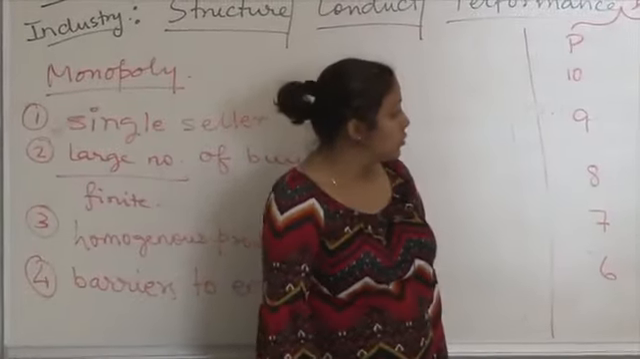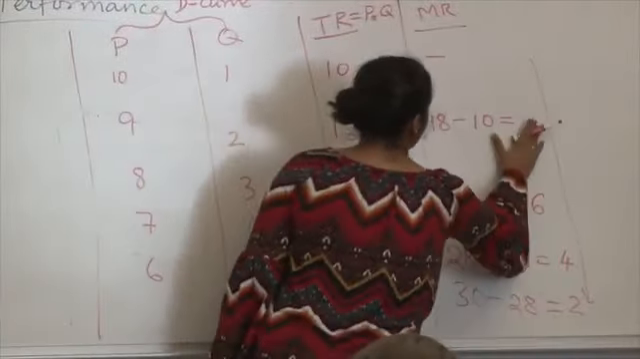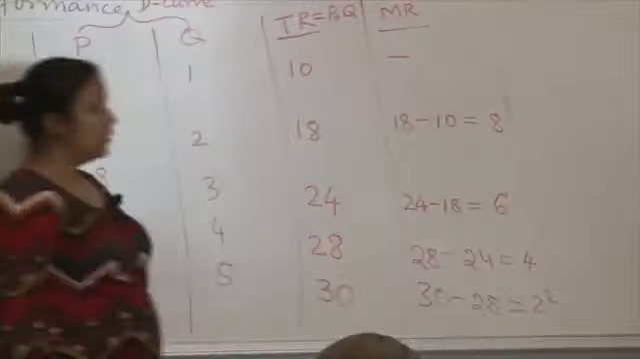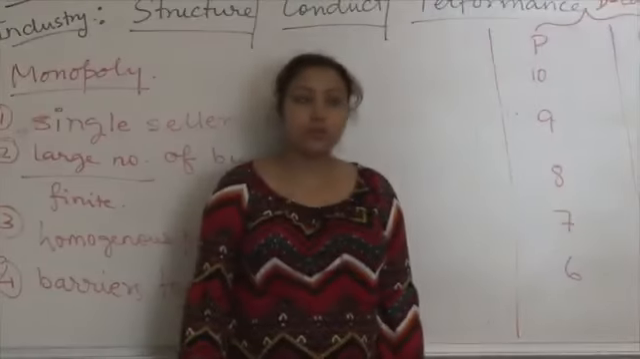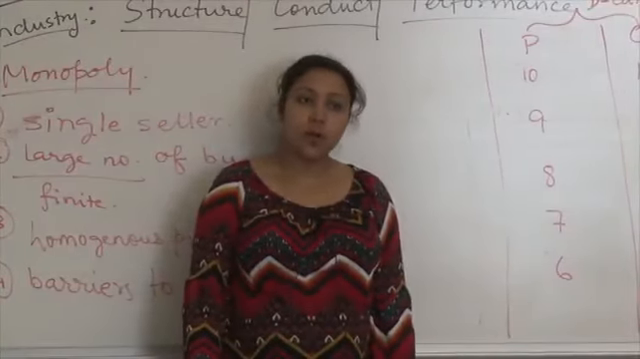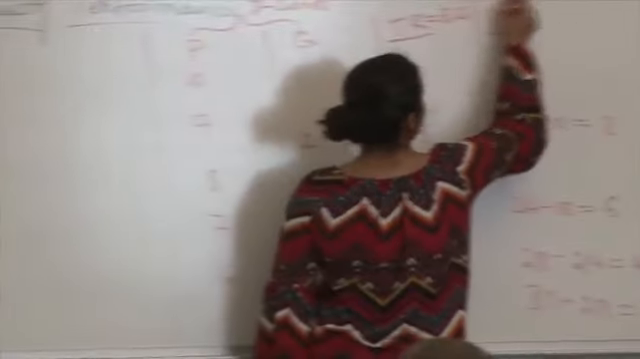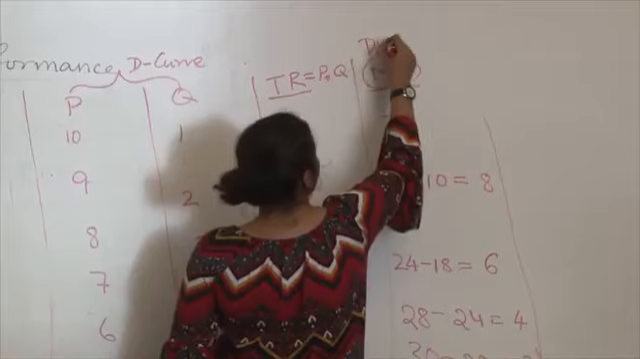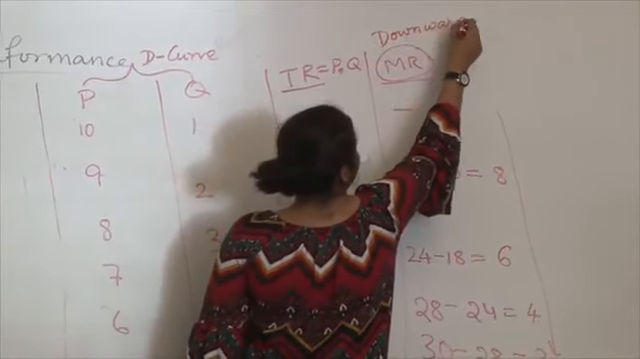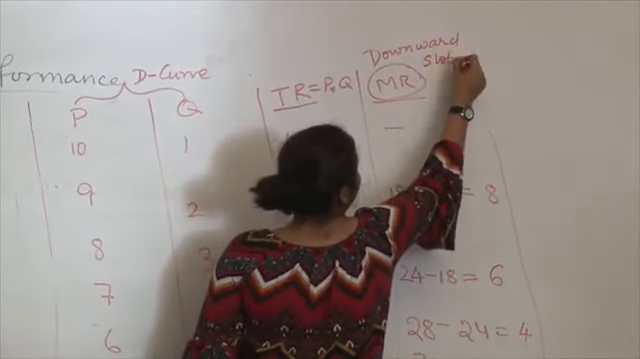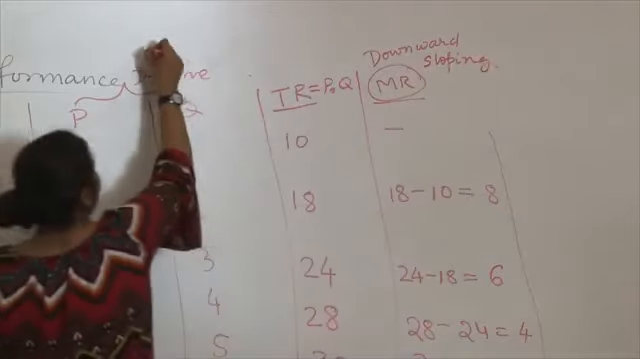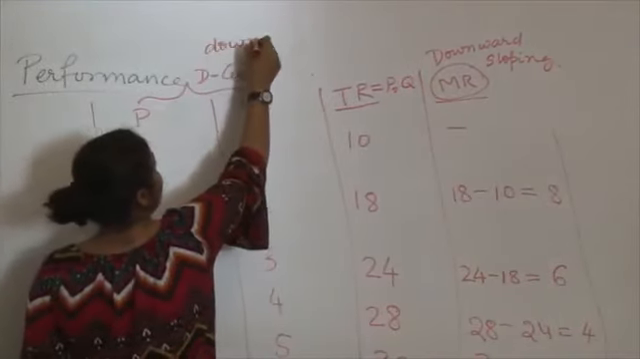Oh, 8. 18 minus 10 should be 8. Sorry. The marginal revenue is also going down. So, law of diminishing marginal revenue also holds, correct here. So, if I had to plot this marginal revenue curve, this will also be downward sloping. Do you agree? And this demand curve, like Brad said, this will also be downward sloping.